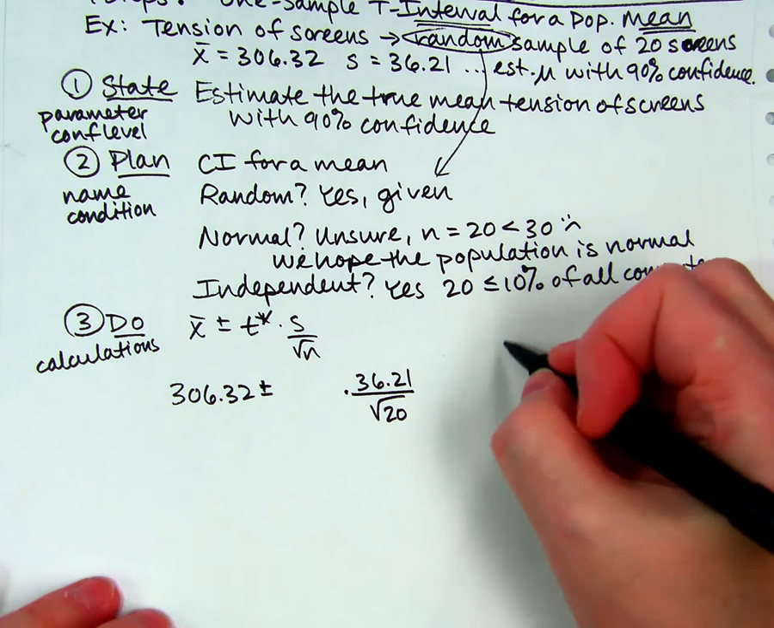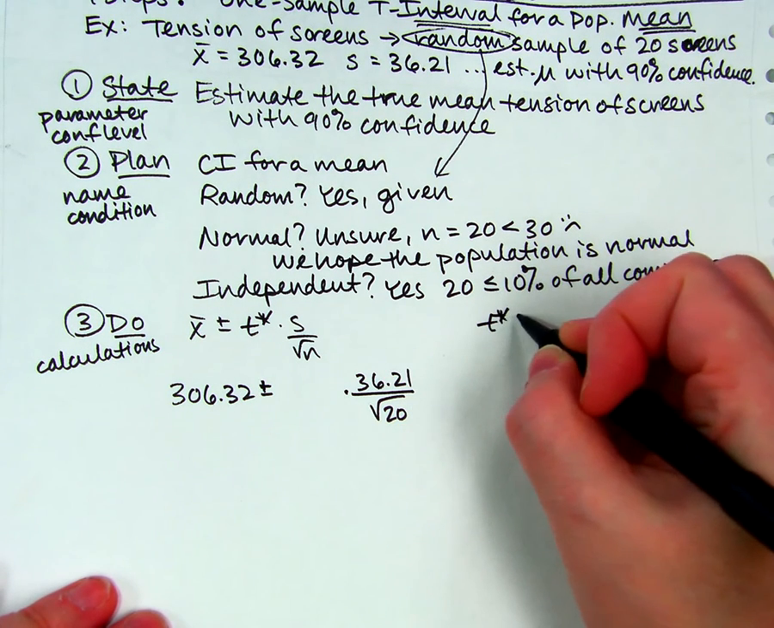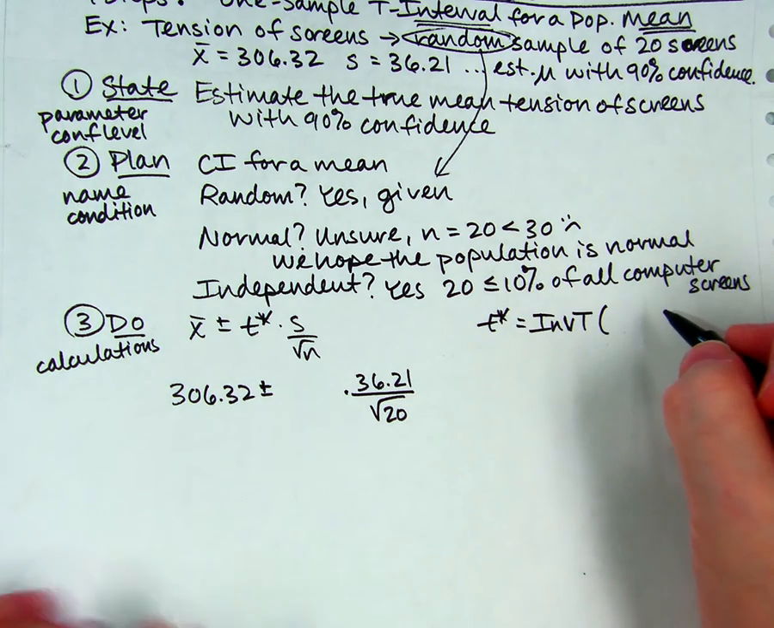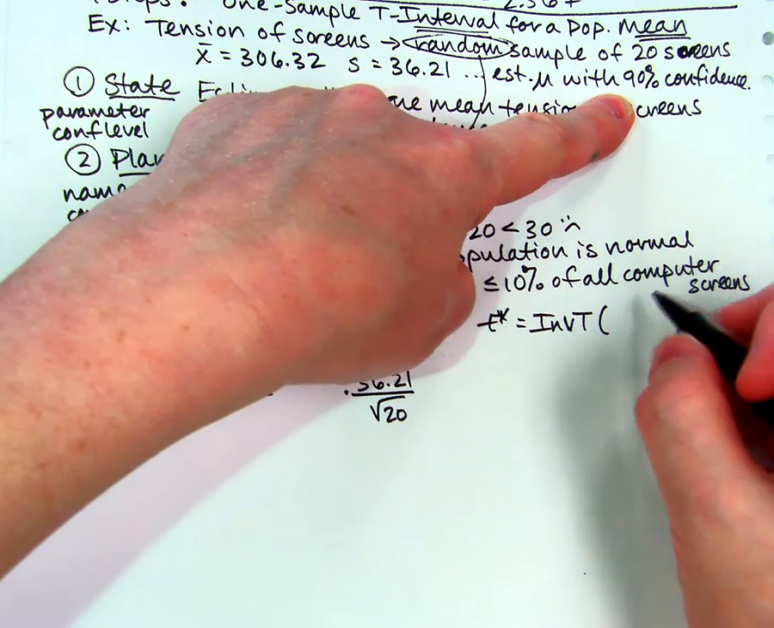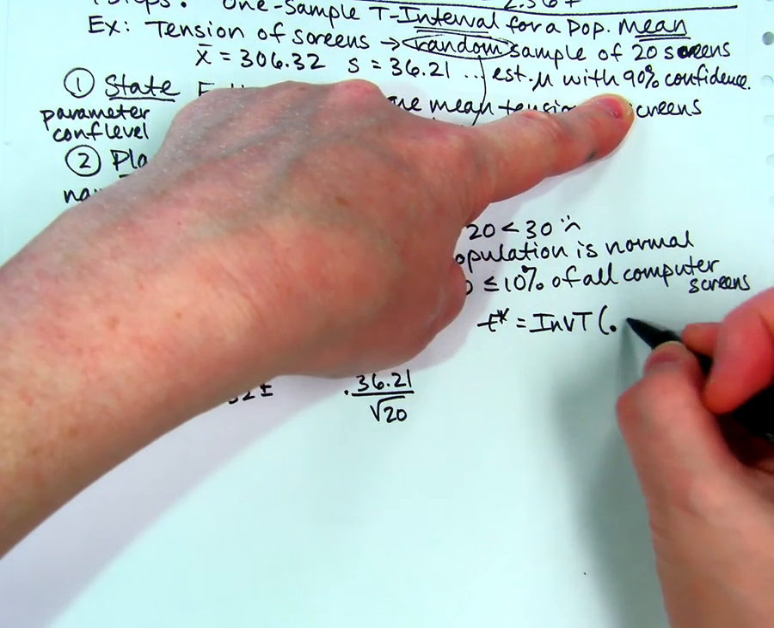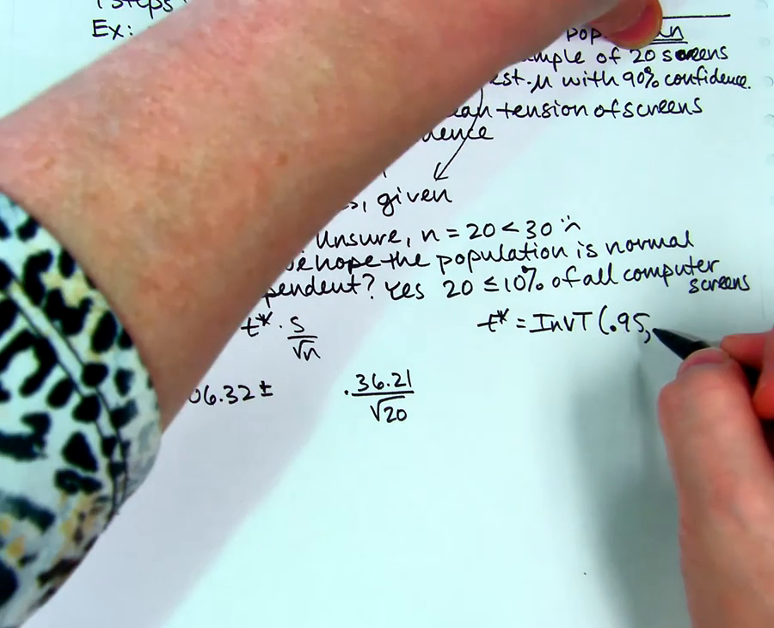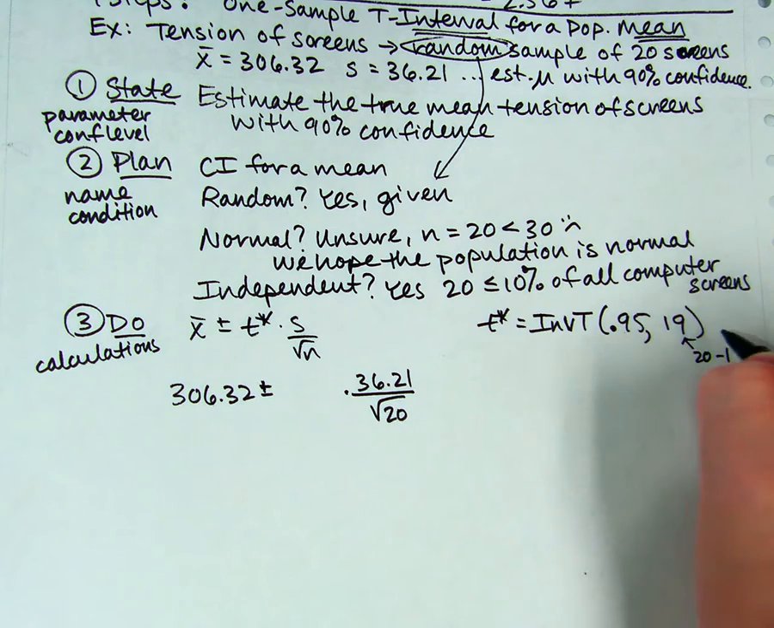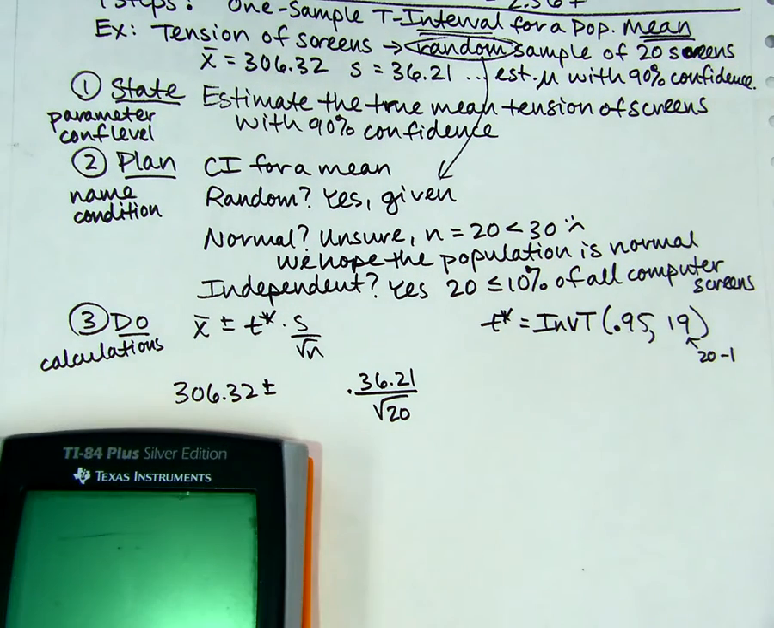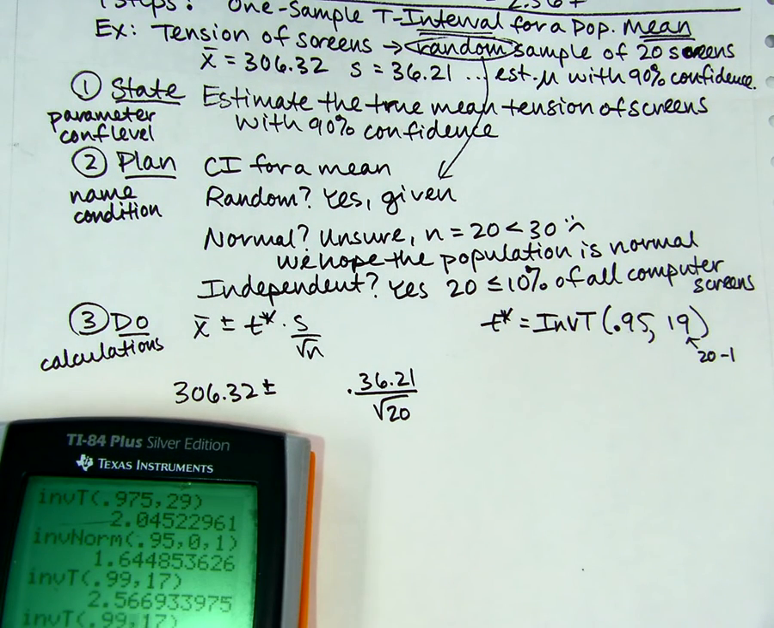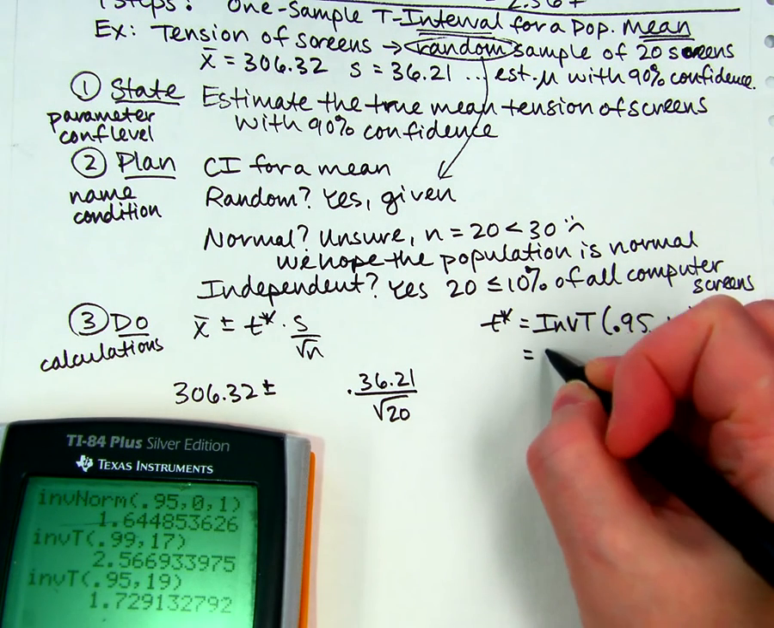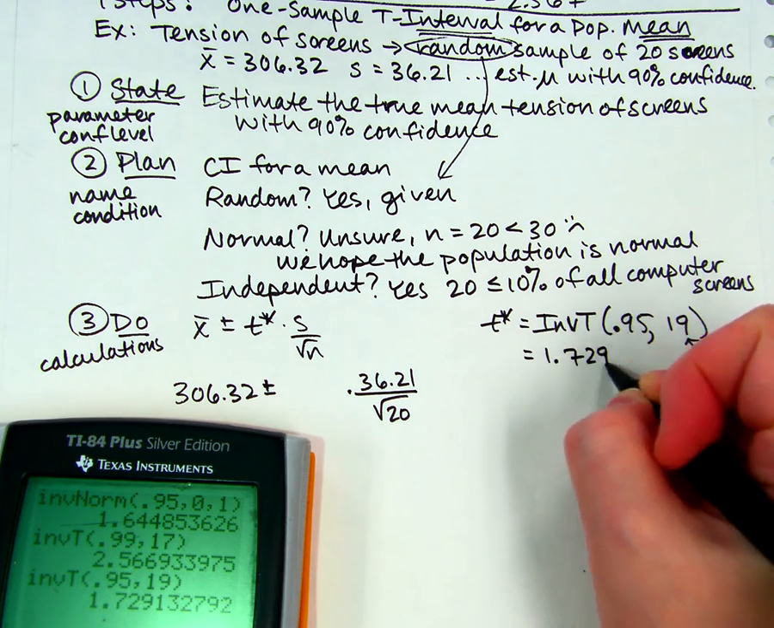So off to the side, I'm going to find T star, and I'll do it again both ways just to make sure. If I'm using inverse T, then I would need 90% plus half the extra, so half of that extra 10% would be 0.95. DF is 20 minus 1, which is 19. So this came from 20 minus 1. And I could type that in my calculator, inverse T, and put the 0.95 and the 19. And I'll show you on the table also, just in case that helps you. 1.729 is what goes here.